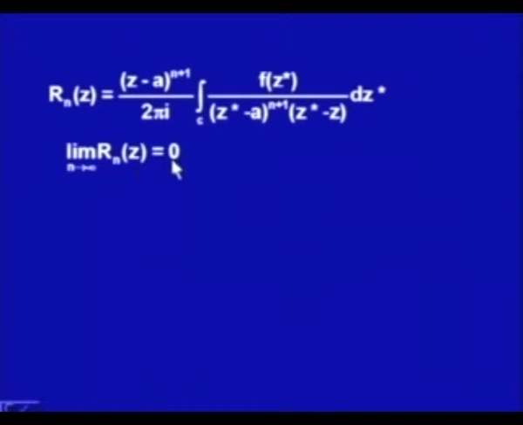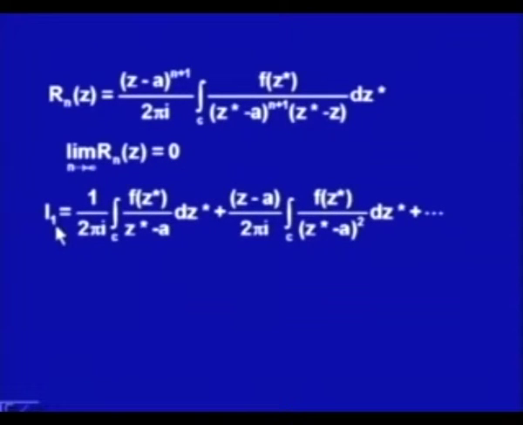Now, as we have done in the case of Taylor series, this expression will tend to 0 as n tends to infinity, and accordingly I1 will be 1/(2πi) ∫ f(z*)/(z* − a) dz* plus (z − a)/(2πi) ∫_C f(z*)/(z* − a)² dz* and so on.